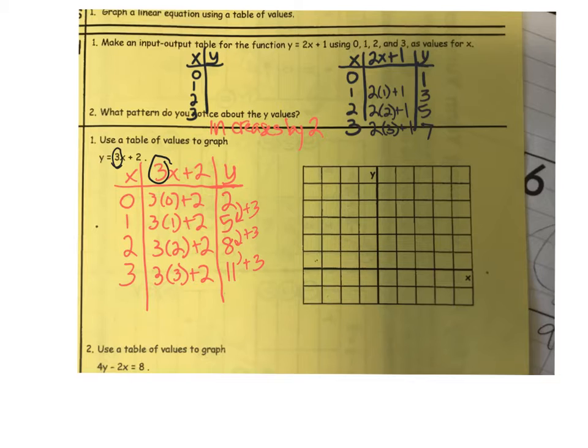Graph it. 0, 2. That's actually, you guys, on the y-axis. I'm doing blue, so it's super bright. 0 to the left or right, and 2 up. 1 comma 5, over 1 and up 5. I'm going to run out of space, aren't I? Yeah. Okay, so in this case, I don't want to go all the way up to 8. All right? I really don't. So I can stop there.